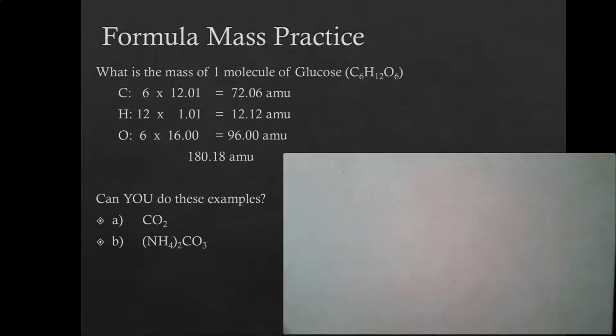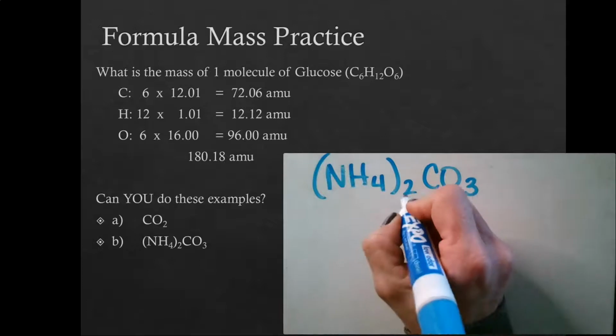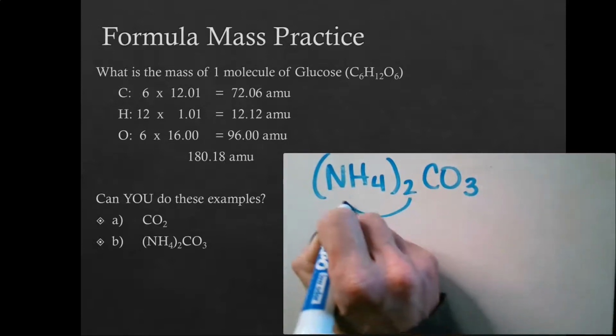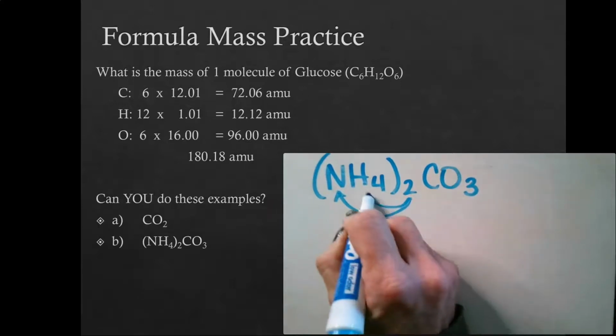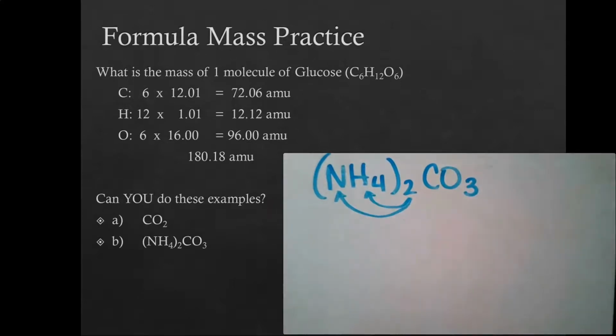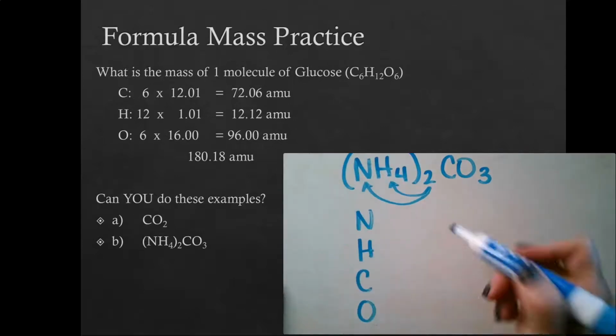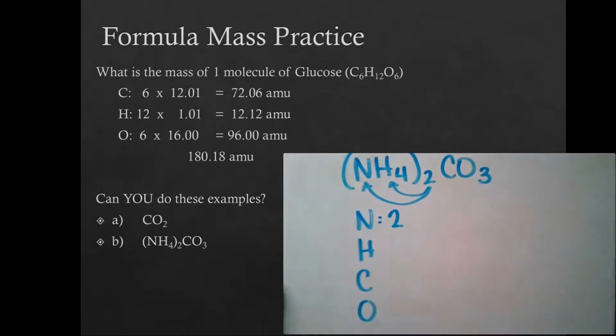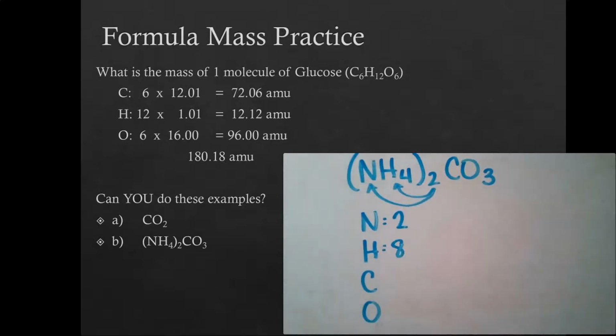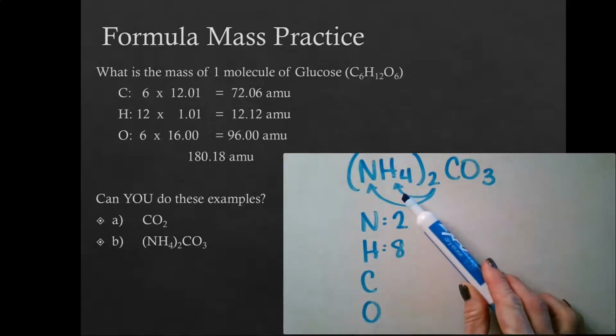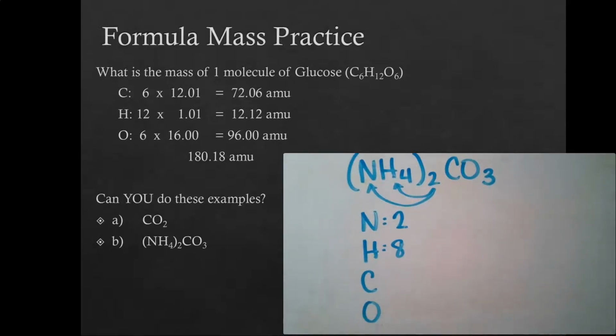Trying again with ammonium carbonate. The tricky part to this one is the subscript. This 2 applies to nitrogen and to hydrogen. So we're going to have to distribute or multiply through. So for this problem, we end up with nitrogen, hydrogen, carbon, and oxygen. We have, as we distribute, 2 nitrogens, 8 hydrogens because we multiply the 2 times the 4 to give us 8, 1 carbon, and 3 oxygens.